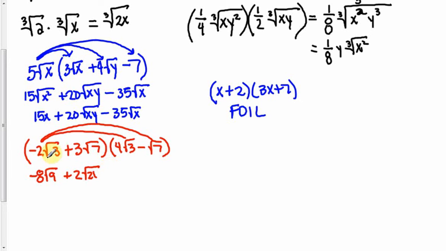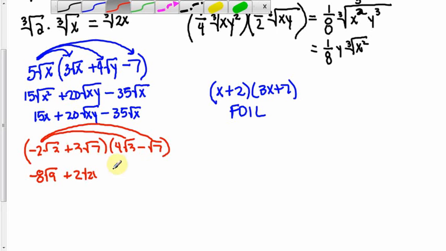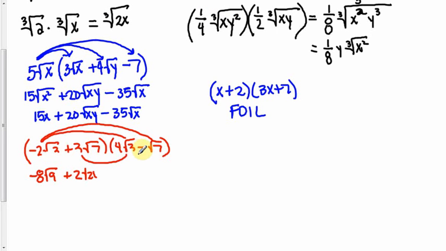Then we need to do the outer. Negative 2 root 3 times, I just did the outer. First outer. I'm sorry. I don't need to do that. I already did it. We need to do the inner. Sorry. I lost track in my FOIL. Do the inner. 3 root 7 times 4 root 3.